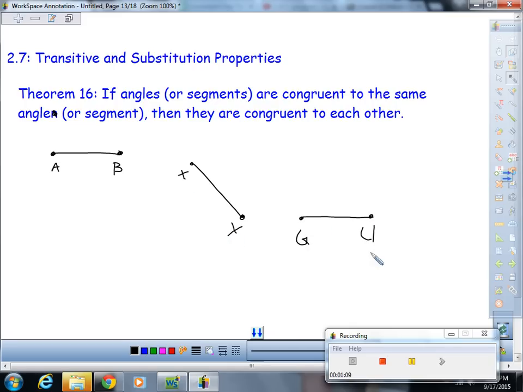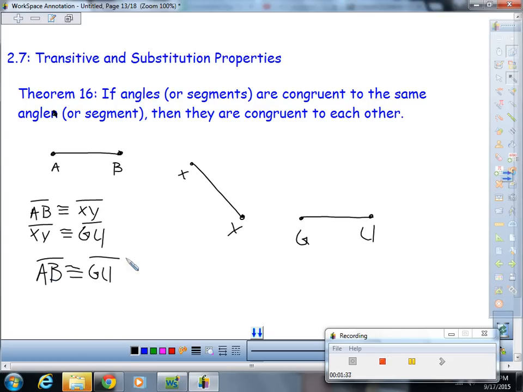All right, so if I knew that segment AB was congruent to XY, and I also knew that segment XY was congruent to GU, transitive allows me to skip the middleman. It's kind of like the chain rule when it comes to logic, and it allows me to say that AB is congruent to GU, okay? That's what Theorem 16 is telling us.